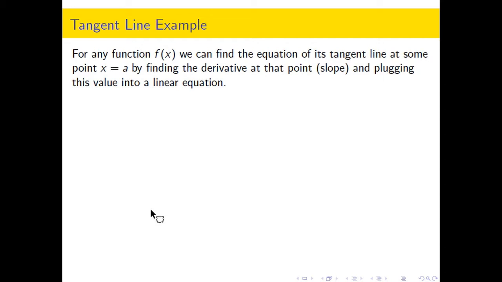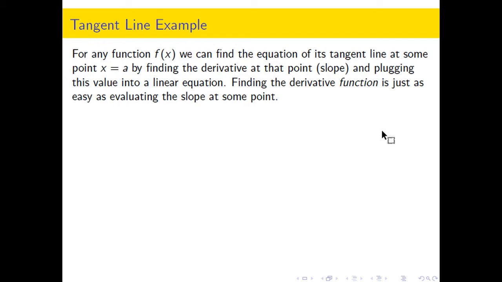Hi, I want to take you through an example of finding the slope at a point and finding a tangent line to a curve. The example is going to cover most of the important topics that are in Chapter 3, including limits, the limit definition of a derivative. So here's our example. Here's what we want to do. For some general function f of x, we'd like to find the equation of its tangent line at some point x equals a.